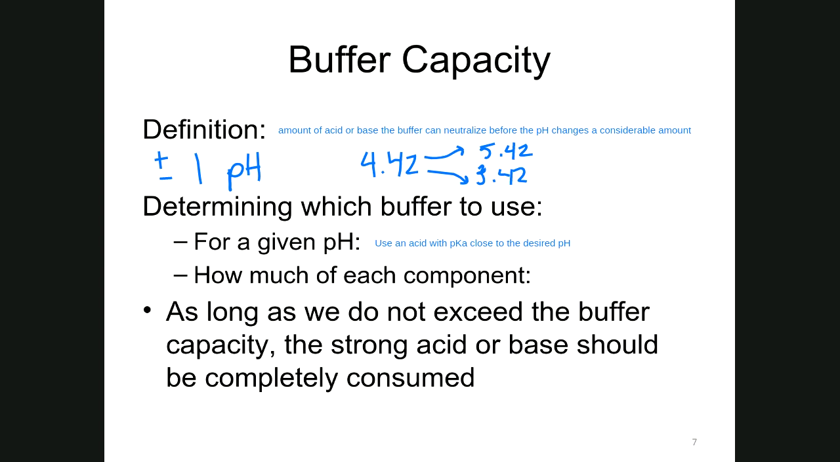How do we determine how much we need of each component? We use the Henderson-Hasselbalch, or the HH equation, to determine that. And so what we do there is we create a little bit of a substitution type of problem. So let me show you what that looks like. Let me pull up a blank screen.